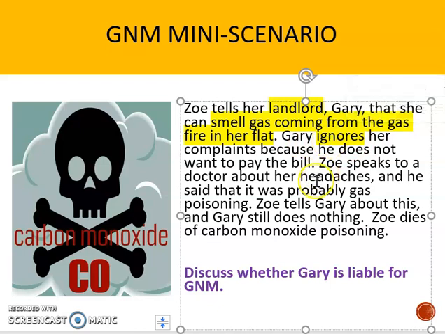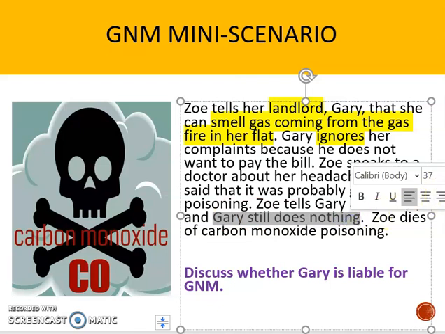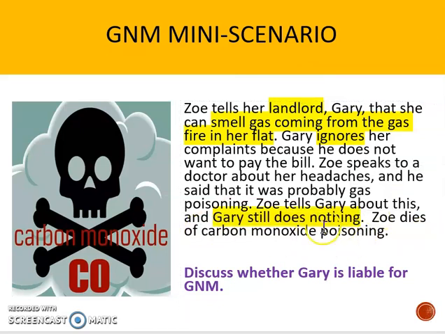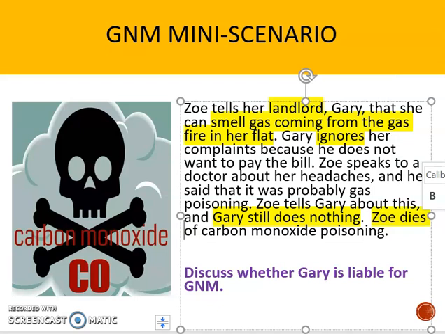Zoe then speaks to a doctor, who said it was probably gas poisoning. Zoe tells Gary about this and Gary still does nothing. So I'm going to highlight that because that's making it even worse. He ignored her, an omission, and another omission even after a doctor has said that there's seemingly gas poisoning, and then Zoe dies. And we know it's carbon monoxide poisoning, so we know that her death is due to the poisoning.